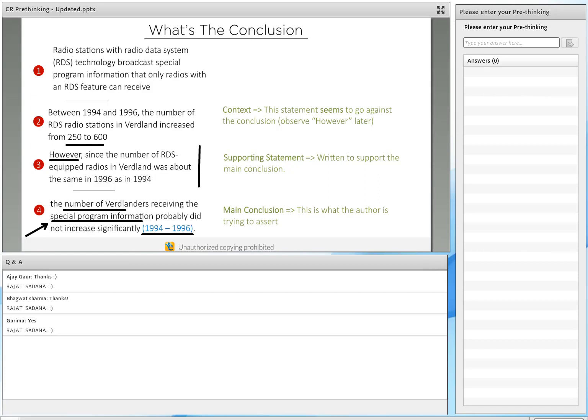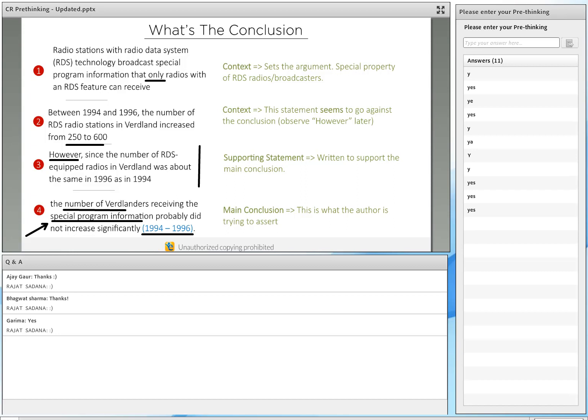Okay, then statement one says radio stations with RDS technology broadcast special program information that only radios with an RDS feature can receive. One of the things you must really focus on is when you see the word must, when you see the word only, they talk about a special relationship. Statements that have all, must, or only allow you to infer information that is not usually present otherwise. What it really means is that you need an RDS station and you need an RDS radio to get the special program information. If you don't have either, you will not get special program information. Everyone with me so far?